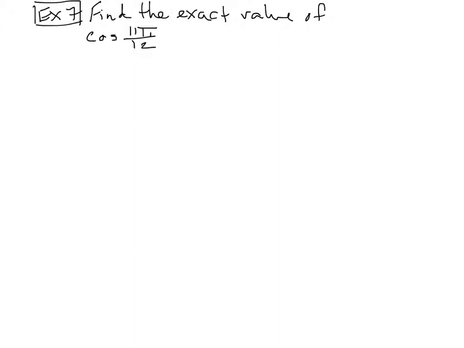So we're going to do kind of a similar thing. We're going to find the exact value of the cosine of 11 pi over 12 using half angle identities.